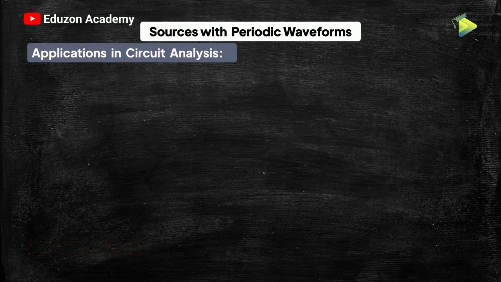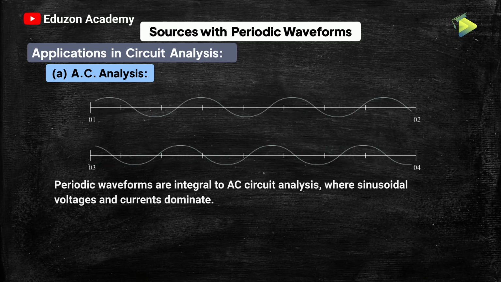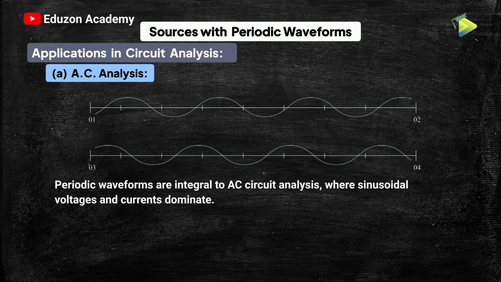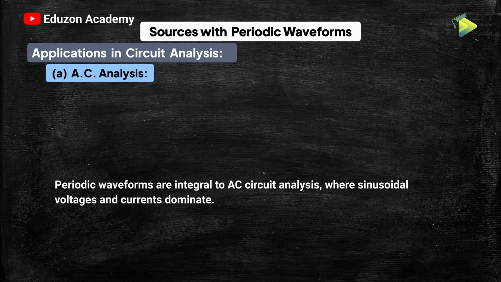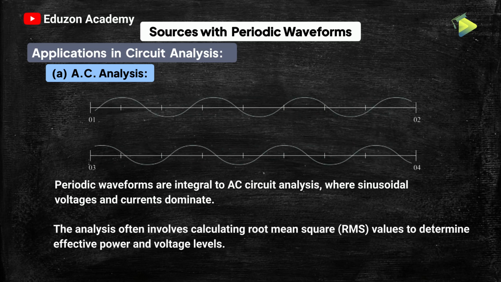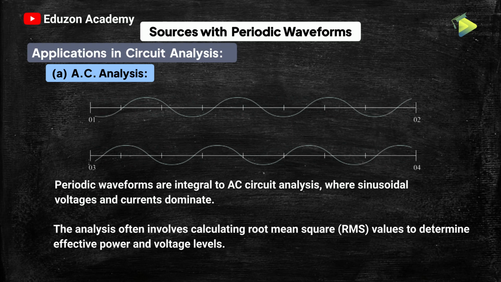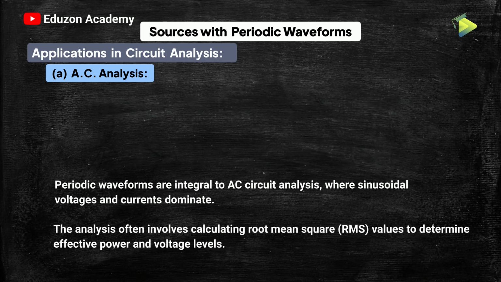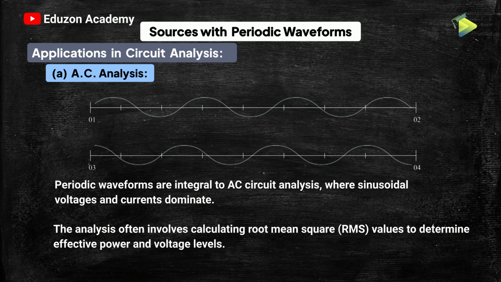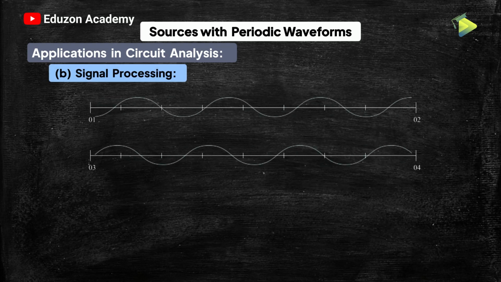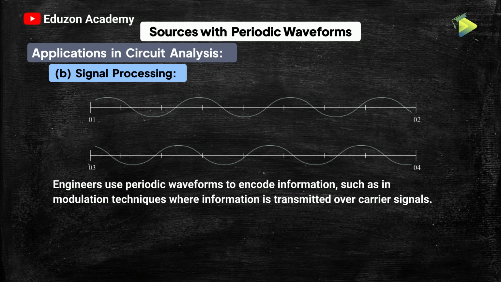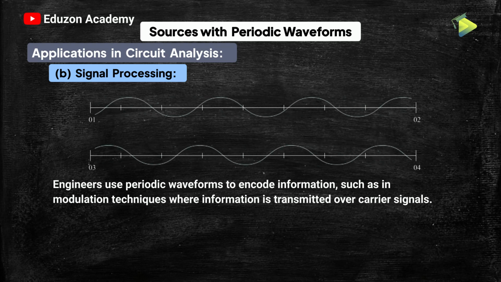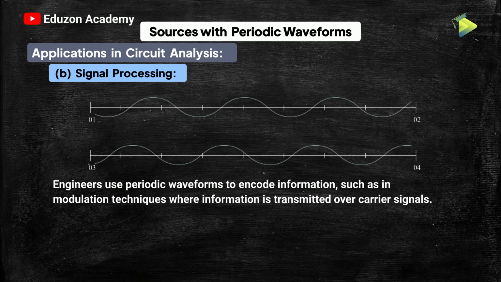Applications in circuit analysis. AC analysis. Periodic waveforms are integral to AC circuit analysis, where sinusoidal voltages and currents dominate. The analysis often involves calculating root mean square values to determine effective power and voltage levels. Signal processing. Engineers use periodic waveforms to encode information, such as in modulation techniques, where information is transmitted over carrier signals.